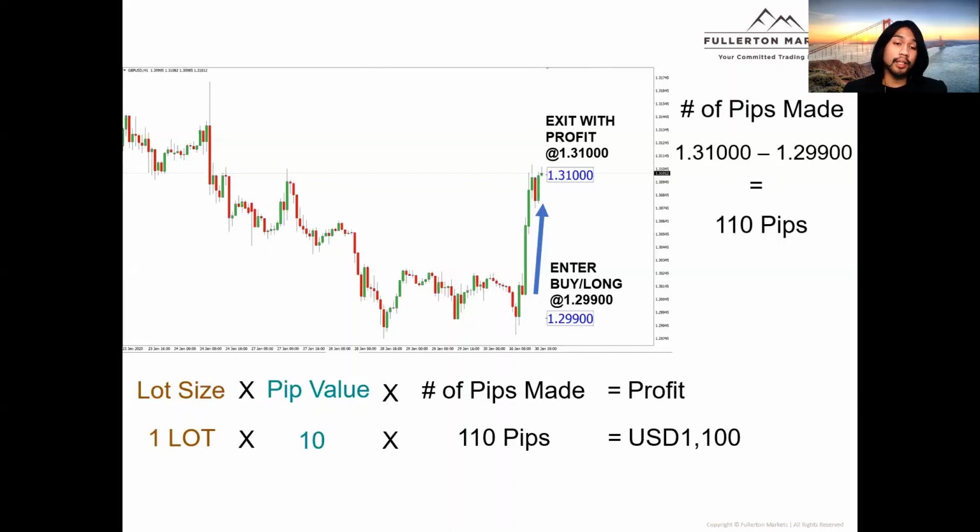Using the formula earlier, we will now compute how much is our actual profit. All right, so the lot size, roughly one lot, multiplied by the pip value here on the GBP versus the US dollar, which is roughly 10, multiplied by the number of pips we made in this trade, which is 110, and the final answer is 1,100 US dollars. All right, so this is a successful trade. This is how you can actually calculate the profit.